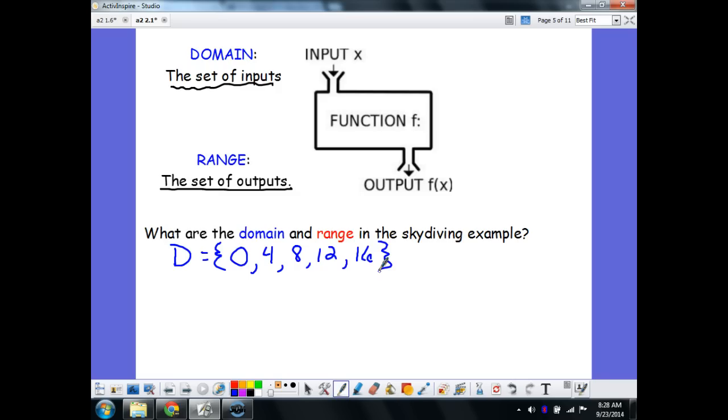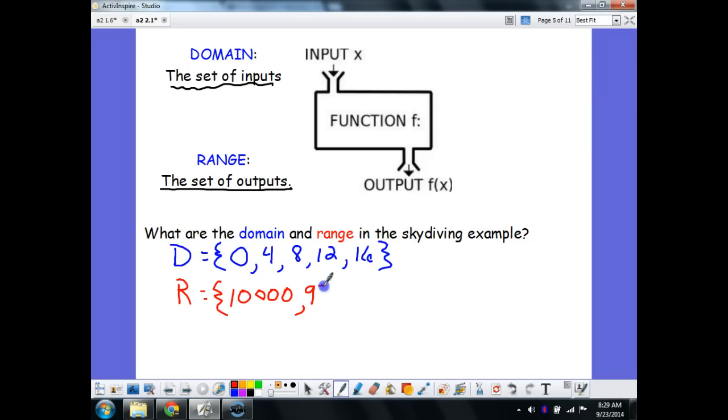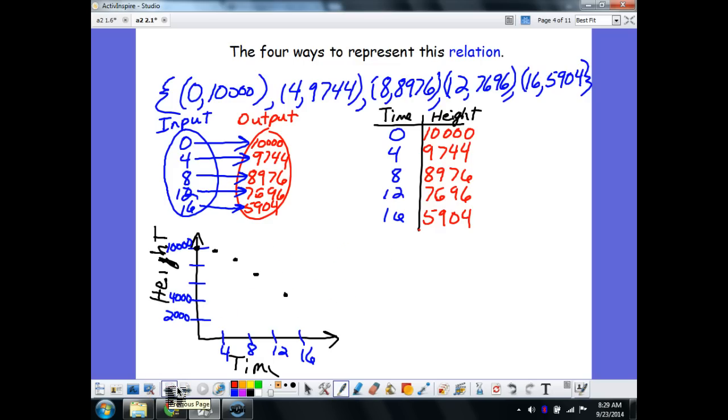And then for the range, we're going to just list the outputs, the heights. I know at 0 seconds we were at 10,000. I may have to look back. At 4 seconds we were at 9,744 feet. At 8 seconds, we were at 8,976 feet.